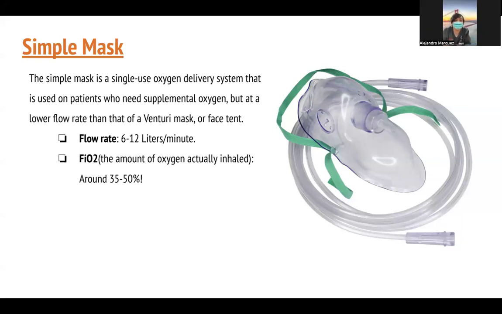It is a single-use oxygen system that is used on patients who need that extra boost of oxygen, but at a lower rate than a Venturi mask, which is going to be talked about later, or a tent. Unlike the cannula that Jermaine and Jackie talked about, it does interfere with ADL, so it's harder for the patient to eat as it basically covers most of the face. So it's used in more varied situations, but the flow rate is going to be higher at 6 to 12 liters per minute.